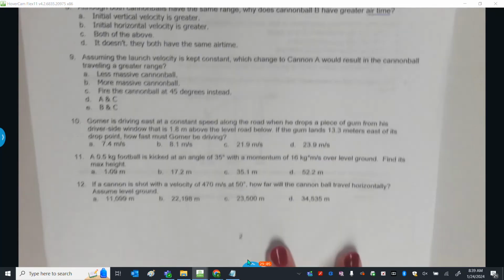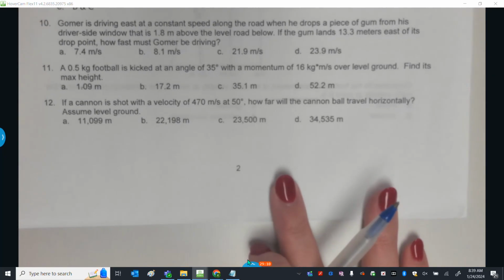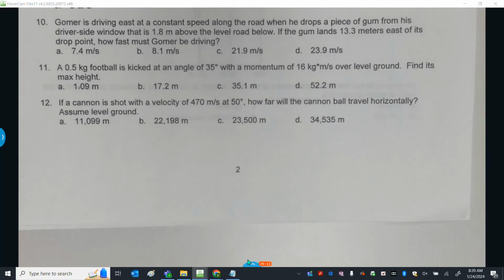Okay, number 10 is a calculation, but it's also a scenario where you really need to understand some of the conceptual stuff that we talked about in order to answer it. It's about Gomer. If you're looking through your quiz, look for the question about Gomer driving east. Okay, and it says, Gomer is driving east at a constant speed along the road when he drops a piece of gum from his driver's side window that is 1.8 meters above the level road below. If the gum lands 13.3 meters east of its drop point, how fast must Gomer be driving?